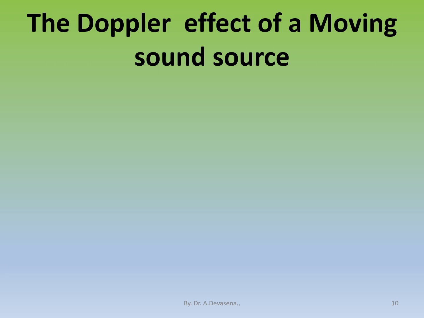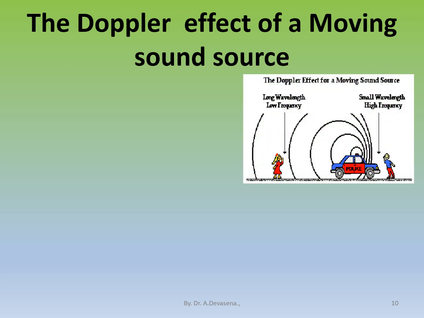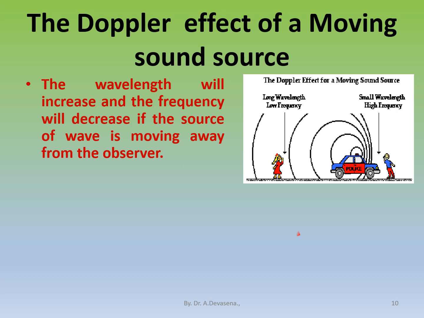The Doppler effect of a moving sound source is represented here. The wavelength will increase and the frequency will decrease if the source is moving away from the observer. Here is the representation. In this diagram, the source is moving away from the observer. Due to that, the wavelength increases and the frequency decreases.